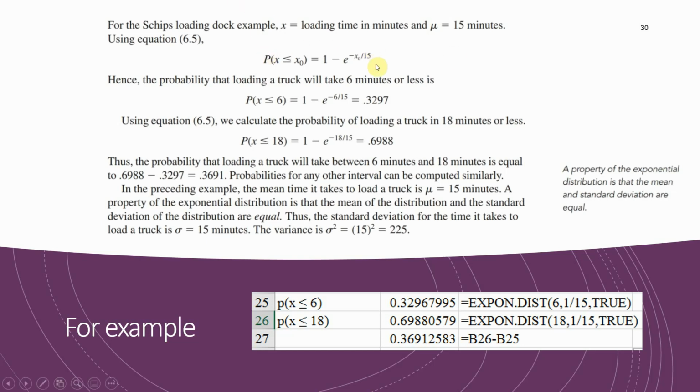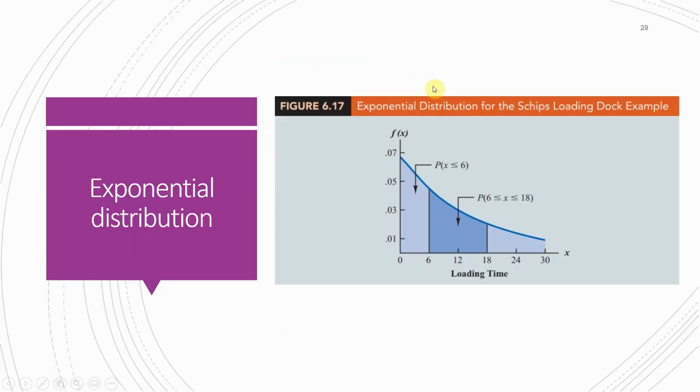So again, here's the formula that you can plug it in to calculate the probability. You can easily do that, or you can use Excel, which I'll show you in a second. So we're going to look for the probability that loading a truck will take 6 minutes or less. If we look at our picture, we're looking at this area here, 6 minutes or less. So this area here.